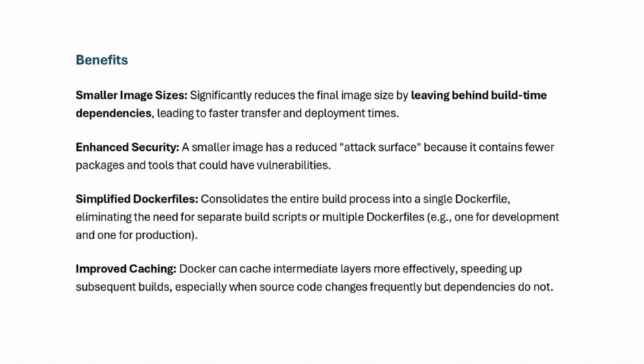Simplified Dockerfiles: it consolidates the entire build process into a single Dockerfile, eliminating the need for separate build scripts or multiple Dockerfiles, for example, one for development and one for production. Improved caching: Docker can cache intermediate layers more efficiently, speeding up subsequent builds, especially when the source code changes frequently but dependencies do not.